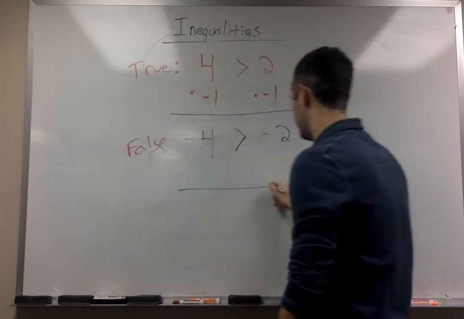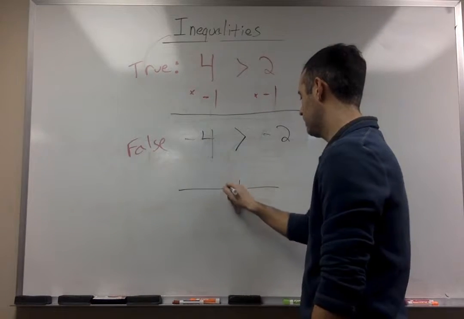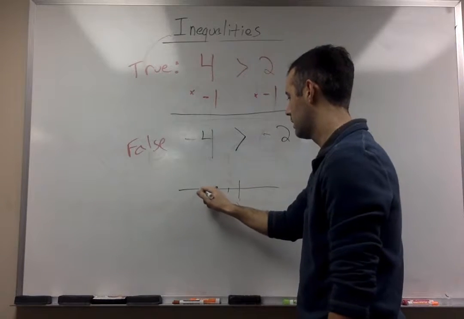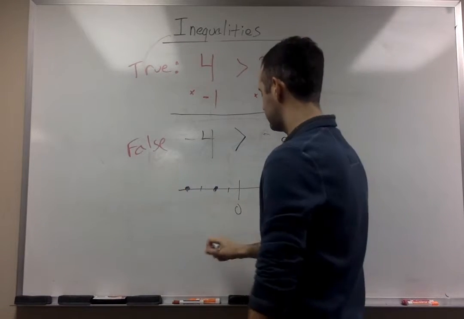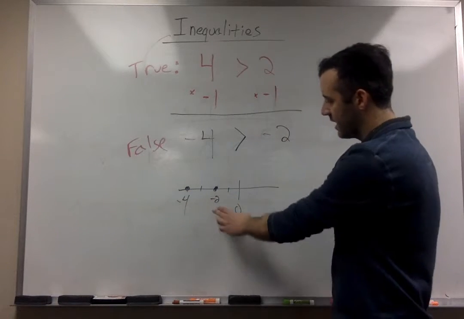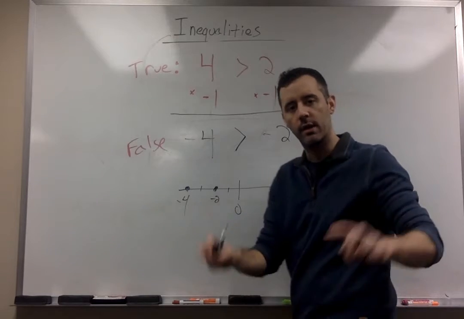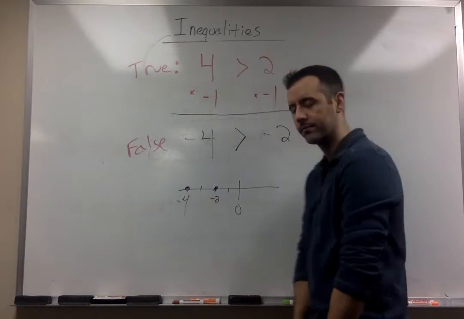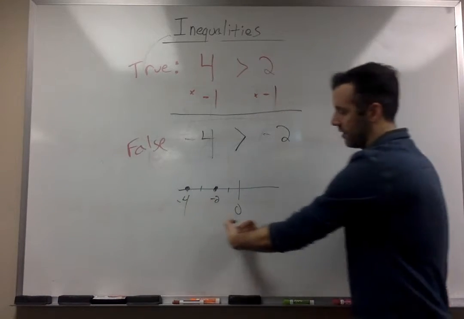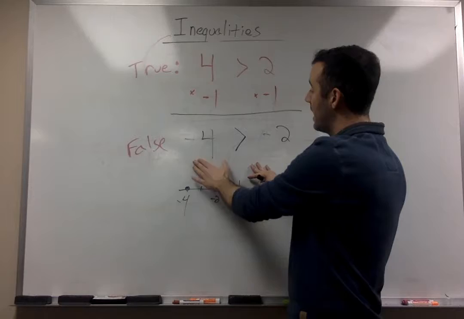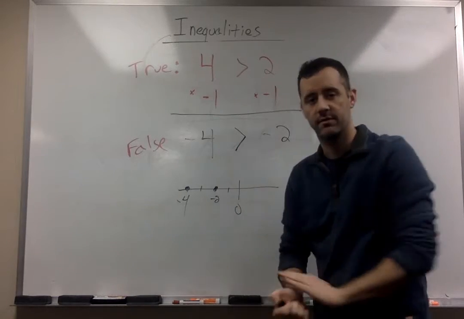Think about a number line, right? Here's 0, -1, -2 is one of ours, -3, -4. Which one's greater? It's -2, right? That would be a greater temperature, -2 than -4. If it's closer to 0, it's a bigger number. So this is a false statement. -4 is not greater than -2.